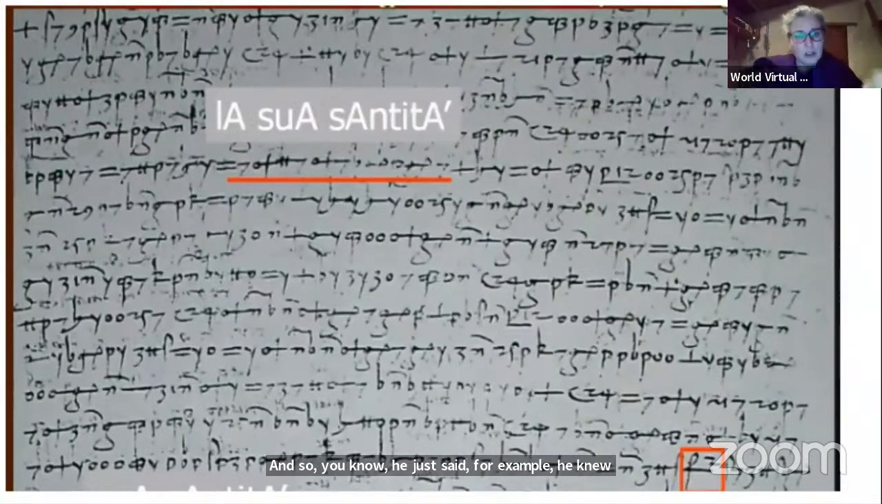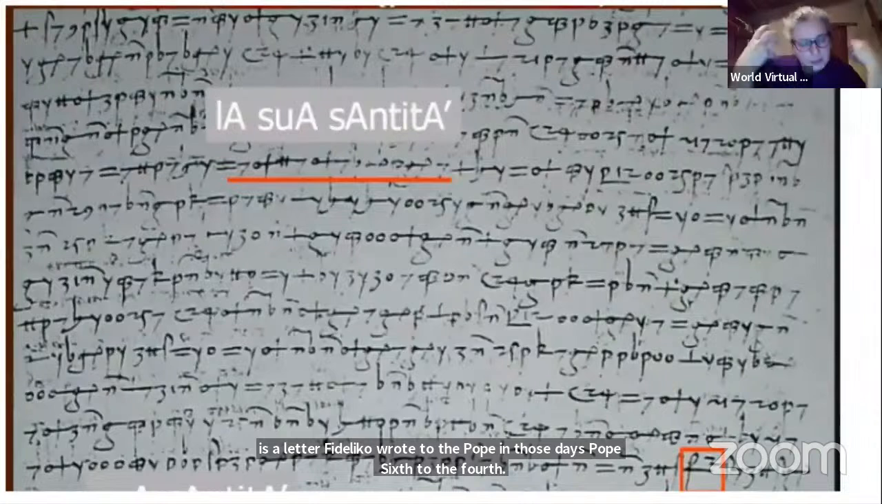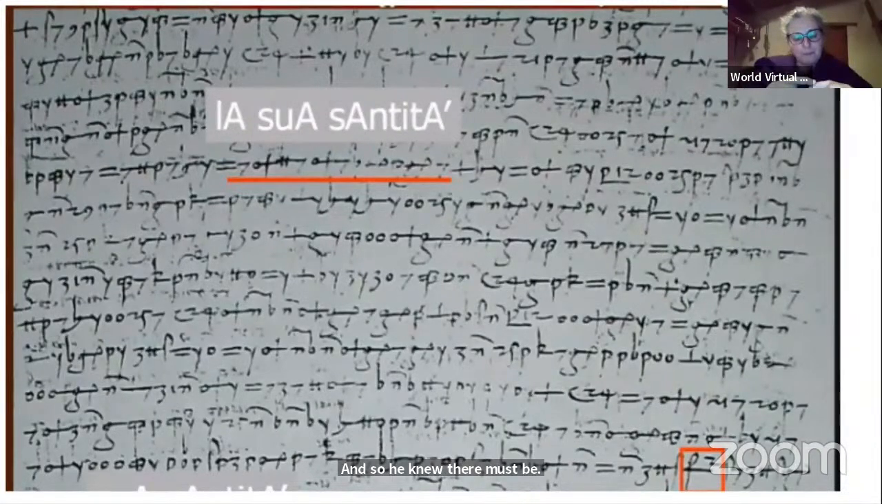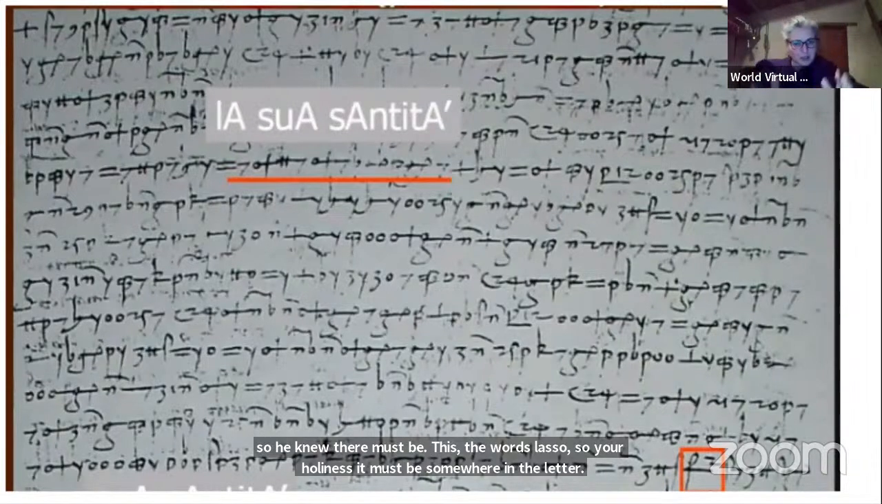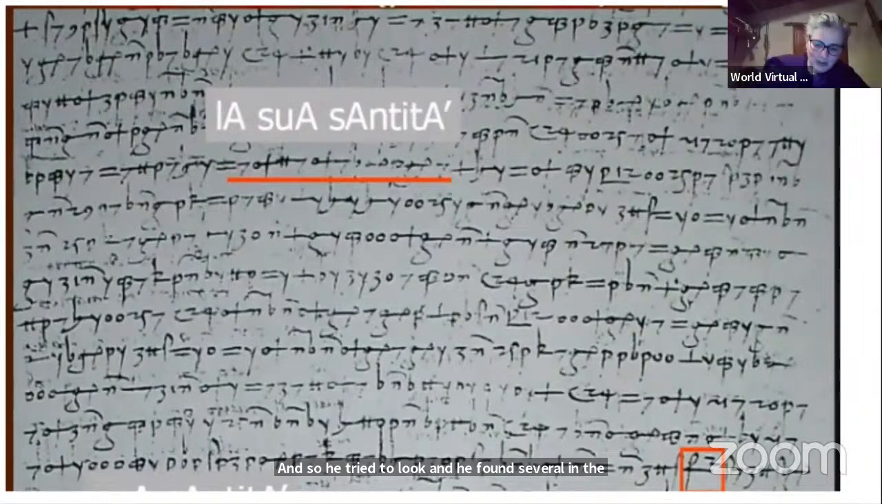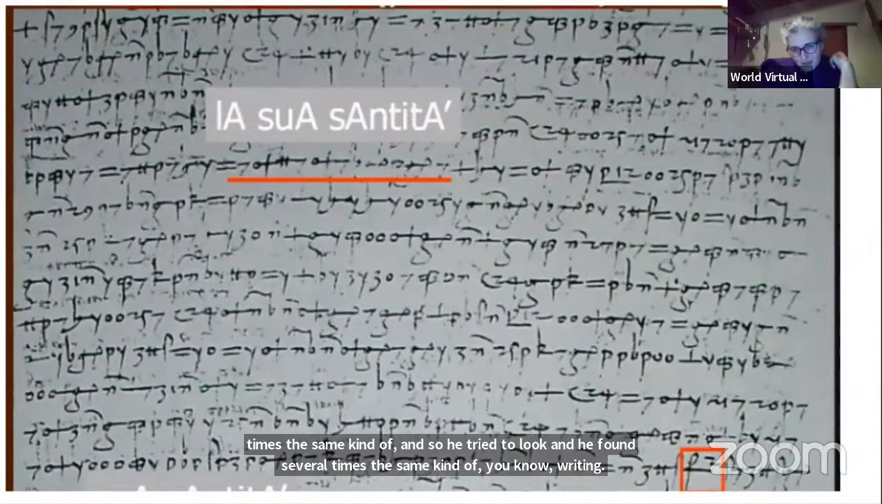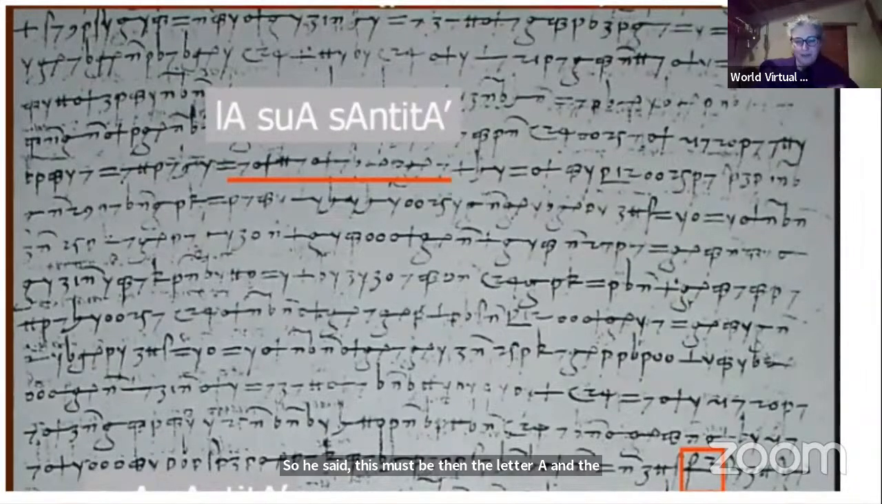This is a letter Federico wrote to the Pope, in those days Pope Sixtus IV. And so he knew there must be the words "La Sua Santità", so your Holiness, somewhere in the letter. He looked and found several times the same kind of writing. So he said, this must be the letter A and the letter T, and this is how he got it. And then you can see on the bottom an F, like an F2.